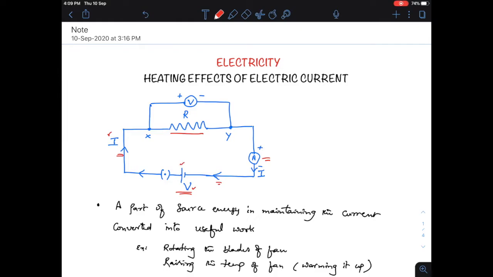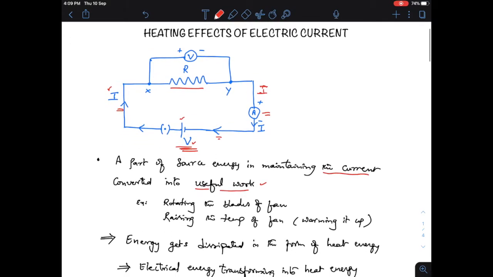Now, where does this energy go? A part of the source energy spent in maintaining this current is converted into useful work. So, when this current I is flowing through this circuit, the source energy from the battery is maintaining that current and is converted into useful work. So what does that do?